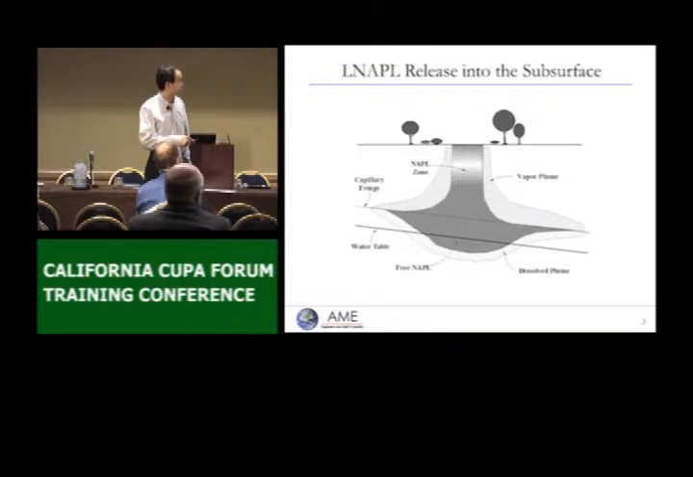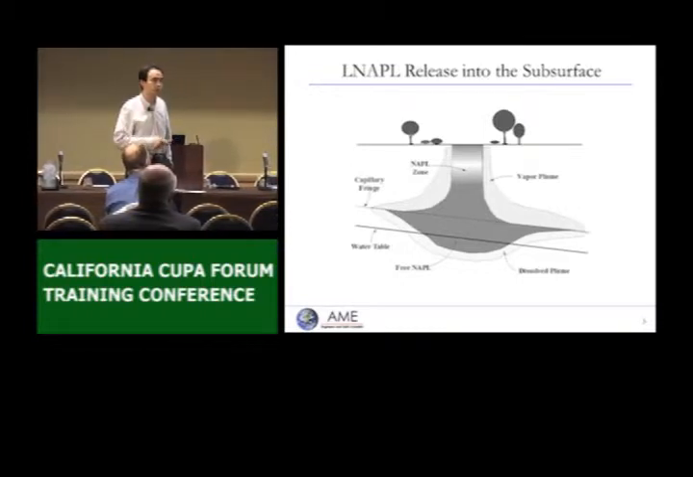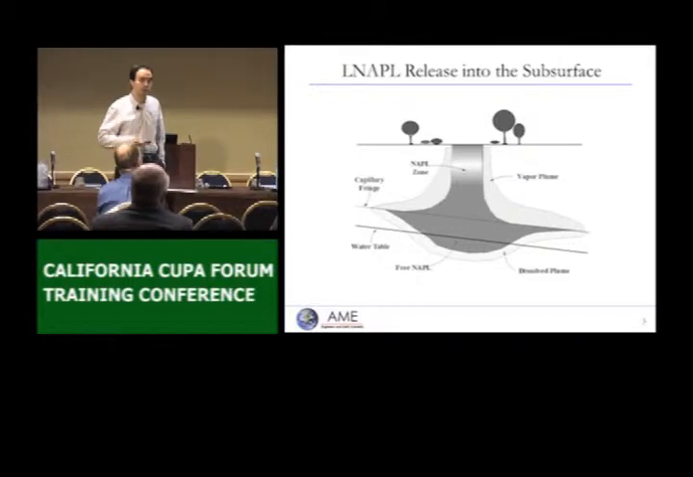And there's a capillary fringe. If we can detect any release right after it occurred, it'll be easy for us to remediate it. We probably just go there and dig the soil out. That's the best way. But unfortunately, in most cases, when we find the oil in the groundwater, it's too late. It already got into this zone. Especially after the plume spreads, it's getting tougher to deal with this problem.